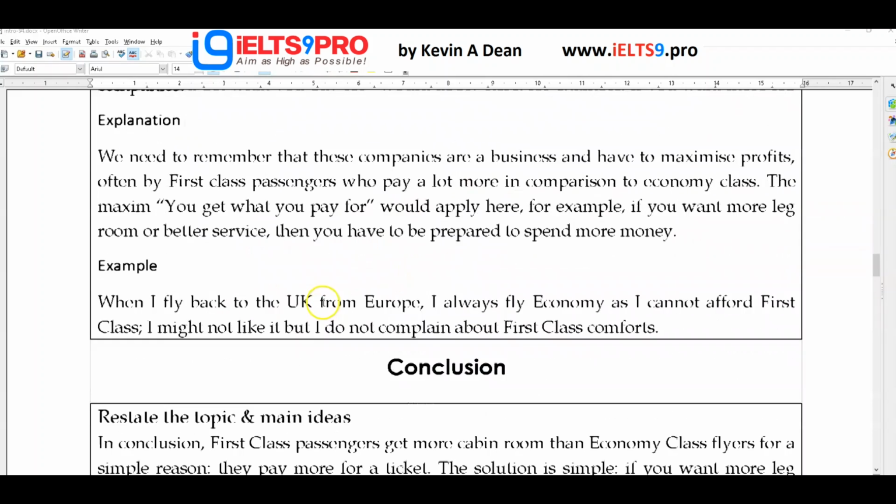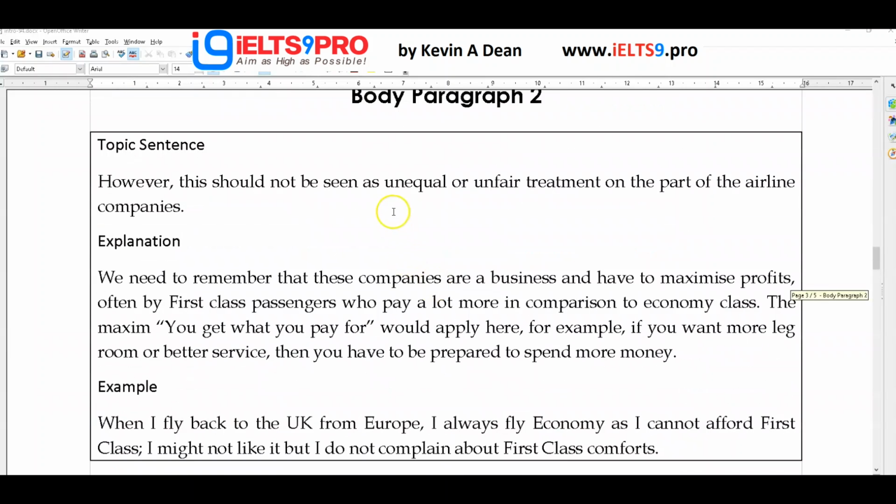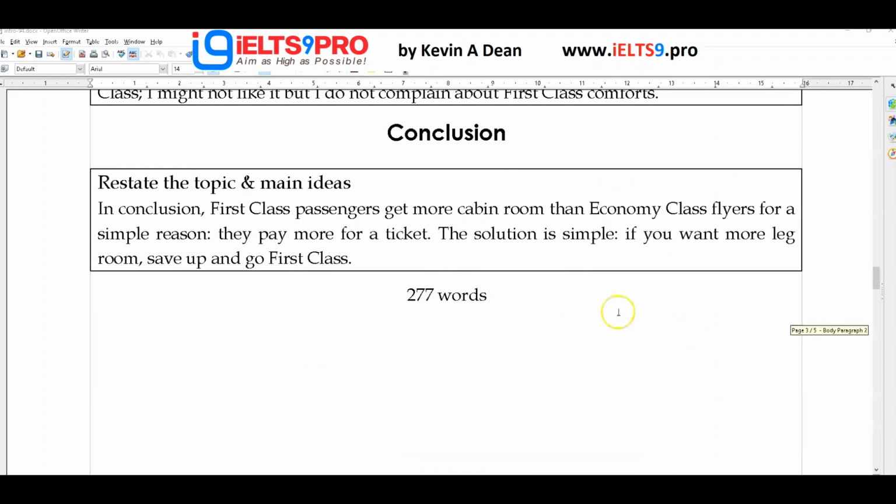Now that's 277 words. Now, what you can do, and I haven't added it here for a reason, sentence 4, it can either be a concession. Taking this into account, we can therefore see that blah, blah, blah, or it can be reiteration of your main idea. This seems to confirm the notion that blah, blah, blah. So, 4 sentences there, and the same here, topic sentence, explanation, example. So, even though I may complain about the cramped conditions in economy, it's cheap, and if I wanted better, I would pay more, blah, blah, blah. Okay? So, 4 sentences, and then restate your topic and your main ideas. So there's only 12 sentences there.